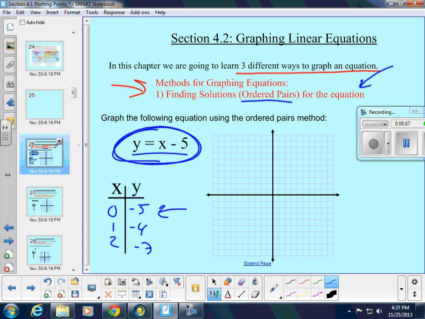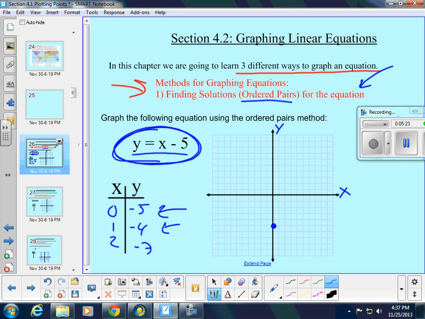Now I'm going to plot these points. 0, negative 5. Where is that point? Well, again, along the x-axis, I go left to right 0, and I go down 5. 1, 2, 3, 4, 5. So there's the point 0, negative 5. Left to right 0. The y-coordinate is negative 5, so I go down 5.